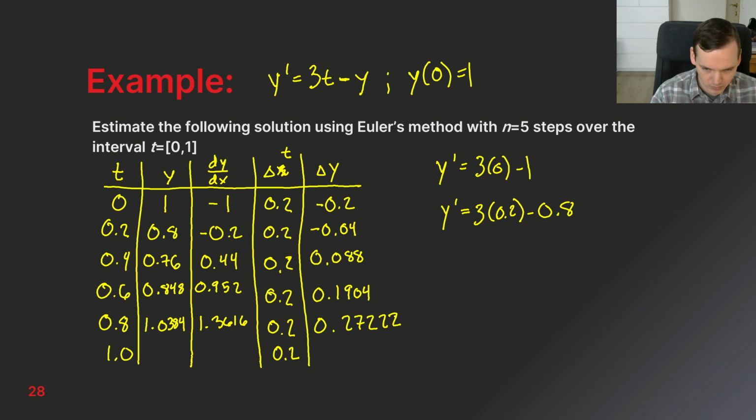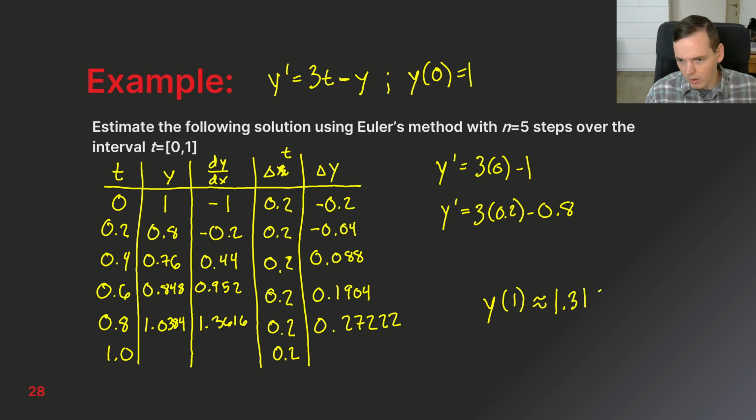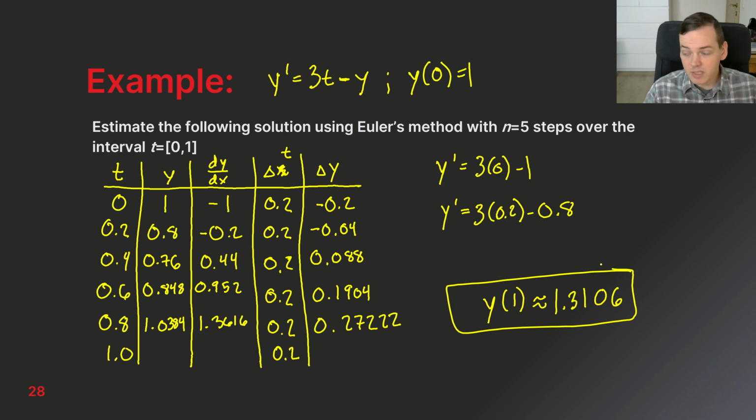1.0384 plus 0.2722 is 1.3106. So y of 1 is approximately 1.3106. So this is the idea behind Euler's method. It's just a repeated process like this. If you have any questions, let me know, but hopefully that tracks pretty closely.